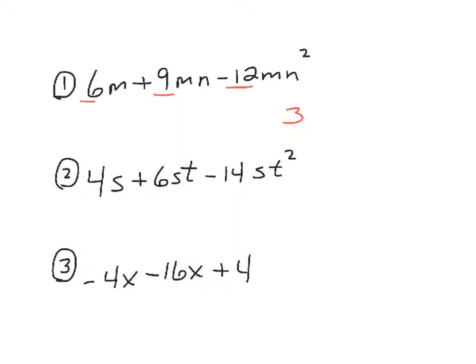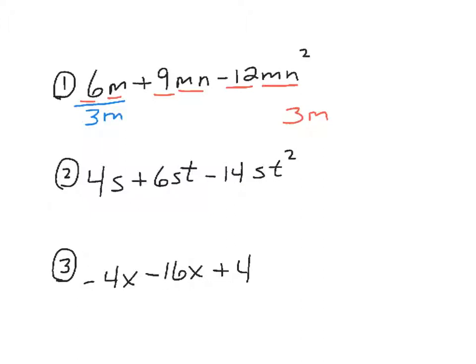Then, when I take a look at the variables, I have an m, an mn, and an mn squared. The common factor of those variables is just an m. So I could factor an m out of all 3 of those. If I factor a 3m out of each one of those terms, I'm just going to divide each of them by 3m.